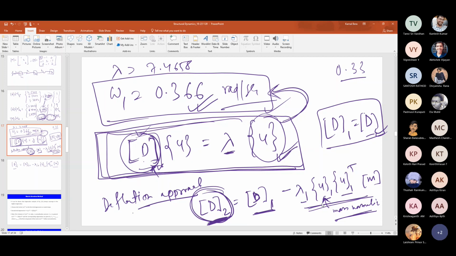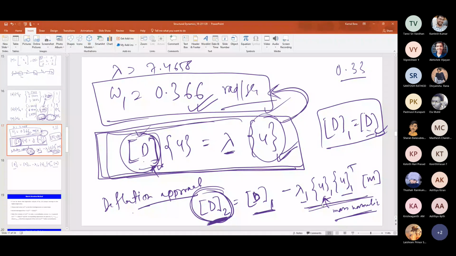So from D1, that is D, you have to deflate the matrix. Again, for the next time, it will be D3 equals D2 minus lambda 2 into U2 transpose into M, to get the third. And so on and so forth for an n degrees of freedom system.